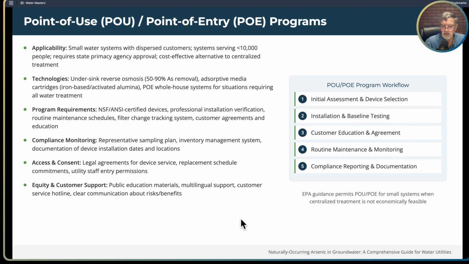So, EPA guidance permits point of use and point of entry systems for small systems when centralized treatment is not economically feasible. So it's important to show that because you're going to have to document that. Otherwise, you may get stuck with the capital costs of putting in a full blown treatment system.